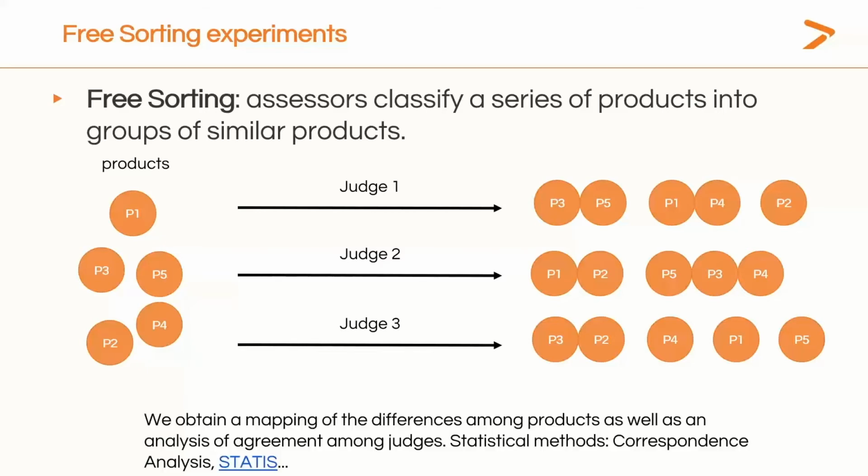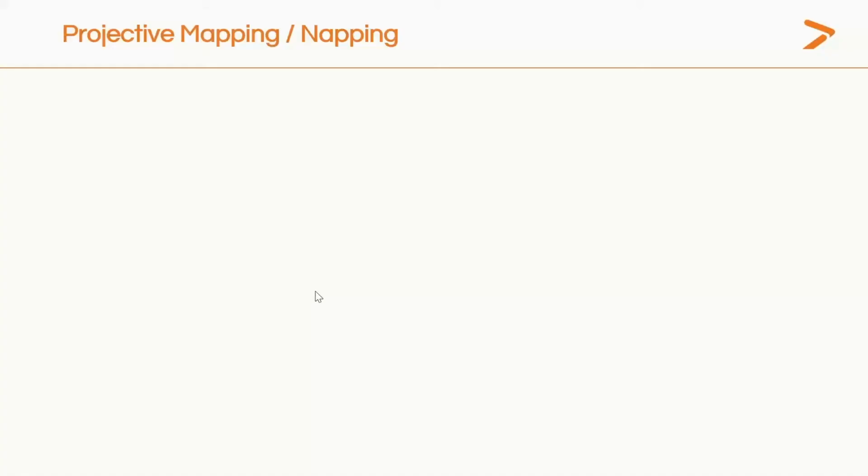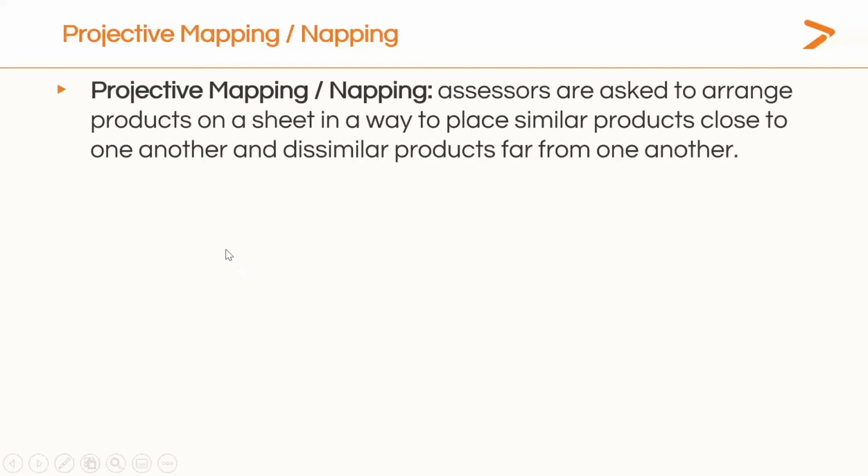We can use statistical methods such as correspondence analysis or STATIS to draw a map of the distances between the different products. Okay, there's another way to reach this kind of maps. It's by using projective mapping or napping, and this is how it works. Assessors are asked to arrange products on a sheet in a way to place similar products close to one another and dissimilar products far from one another.